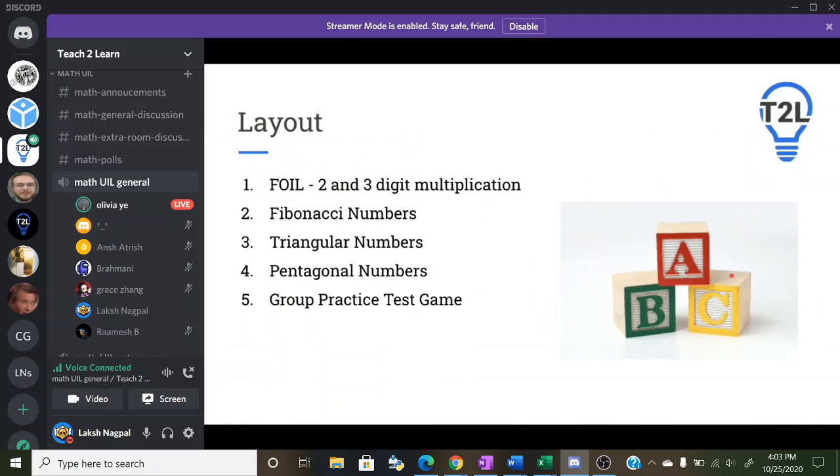So to start out, today we're going to be looking at FOIL with 2 digits and 3 digits for a faster way to multiply in your head. And then we're going to talk about Fibonacci numbers, which might be new for some people. And then we're going to talk briefly about triangular and pentagonal numbers, if we have time. And then we'll probably run to the game.